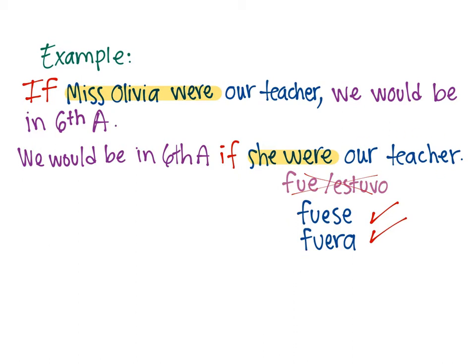For this case, the Spanish teacher of 6A and 6B both are Olivia, so maybe we could say we would be in 6A or 6B if Miss Olivia were our teacher, or any of the teacher Olivias were our teachers. Okay, so again, if she were, it's making an emphasis on how unreal it is. You are not in 6A, you are in 6C. And Miss Olivia is not your Spanish teacher, it's teacher Gabby.